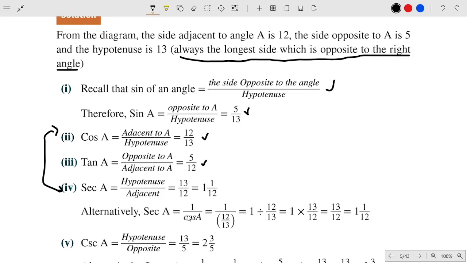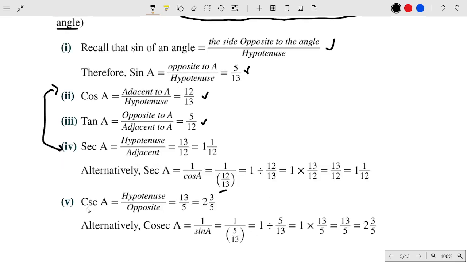And already we know that cos A is 12 on 13. So 1 divided by 12 on 13. So 1 divided by this, find the reciprocal of this. So now you have 13 on 12. Simple as that.